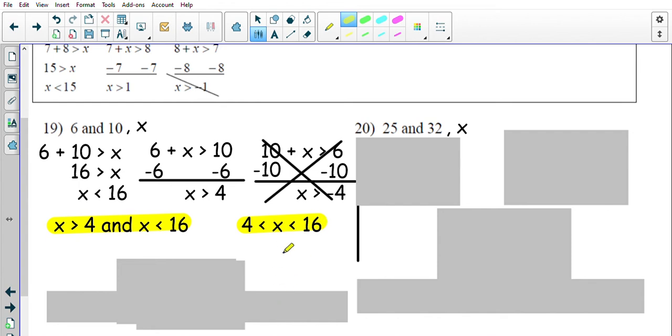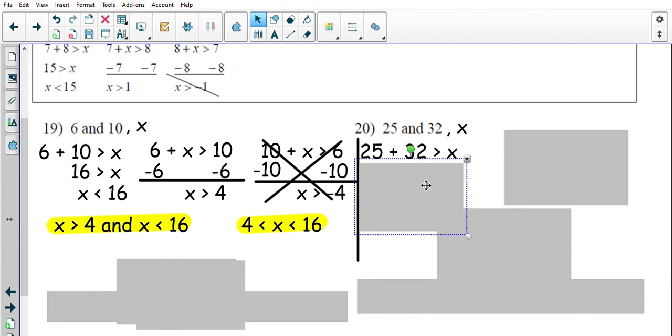So that third side could be 4.2, it could be 8, it could be 10.9, it could be 15.3 repeating, but that third side has to be greater than 4 and less than 16. All right, let's try another one of these, number 20. 25 and 32 are the two sides we know. X is my third side.